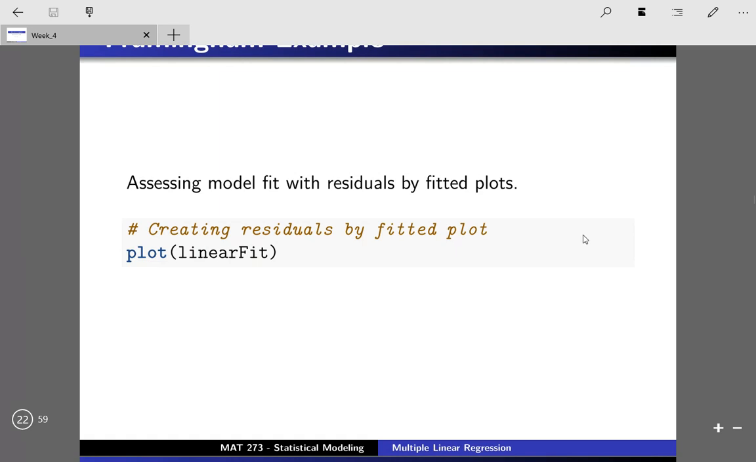So just like before, we want to check to make sure the regression assumptions are met. And the best way to do that is to use plots. So we're going to just use the regular plot function in R, since it produces some nice residual plots by default when we input our model fit object here, which I called linear fit.